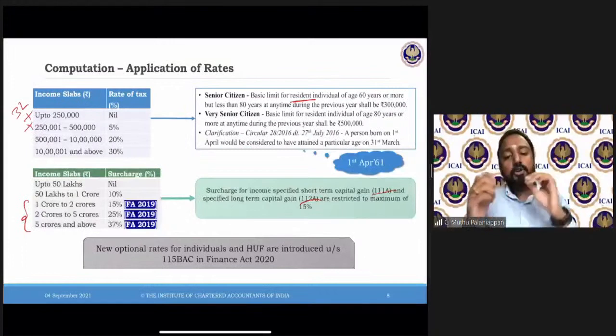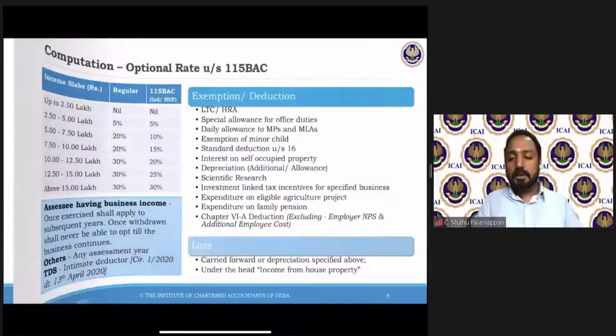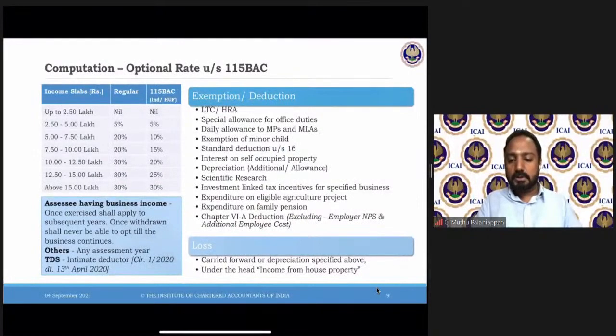With respect to a new provision in Finance Act 2020, an optional rate has been introduced, section 115B, which we'll see in the subsequent slide. So I'll just see if there is some question or answer.